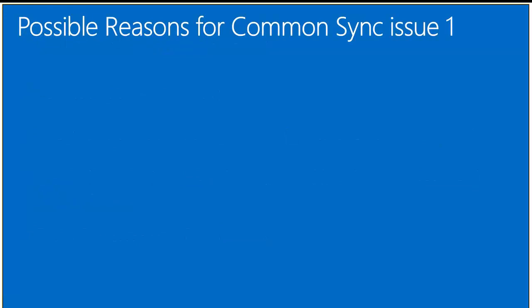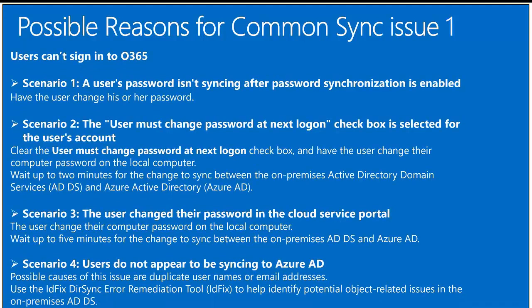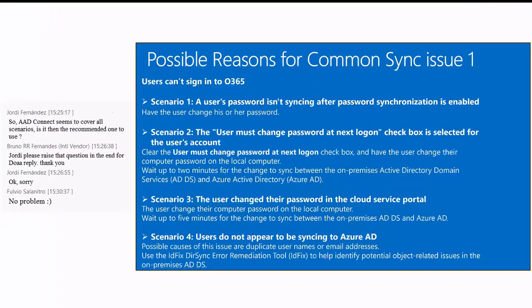So users can't log in. What are the possible reasons? A user's password isn't synchronizing after the password synchronization is enabled. Okay, so a solution would be to have the user change his or her password. A second scenario is that the user must change their password at the next login checkbox is selected for the user's account. So clear the user must change password at next login checkbox and have the user change their computer password on the local computer.